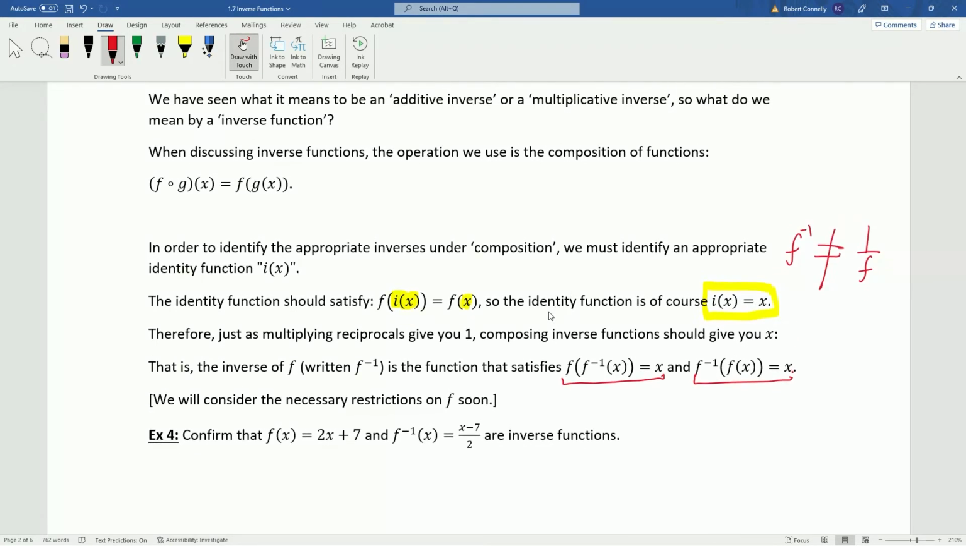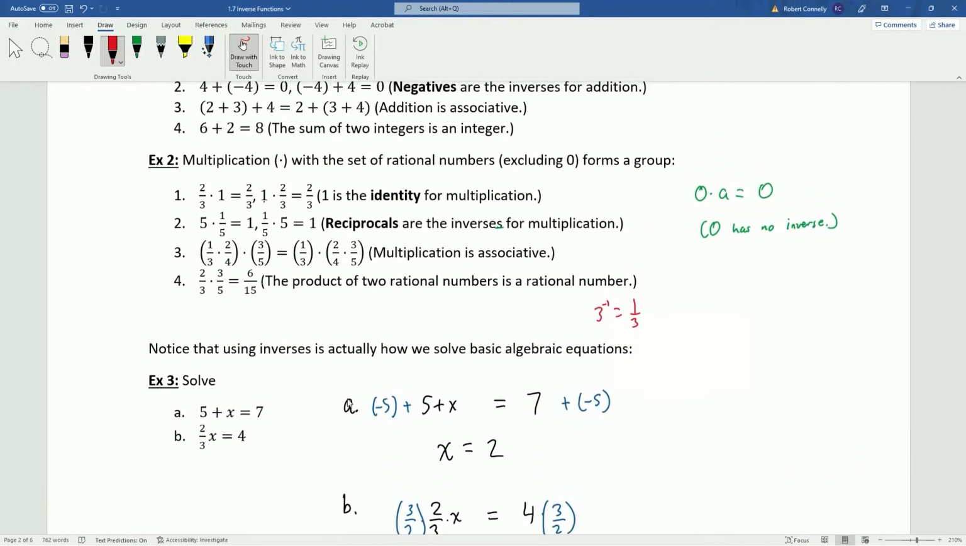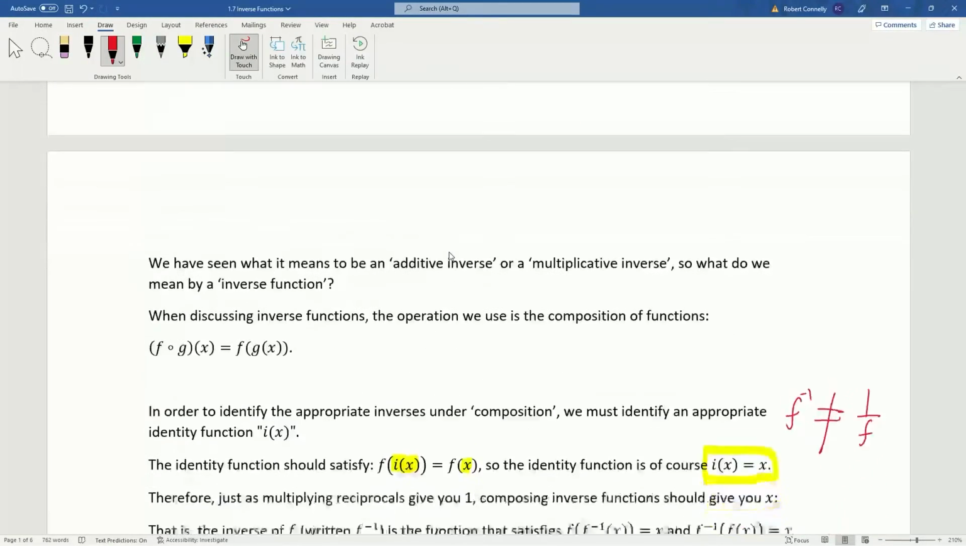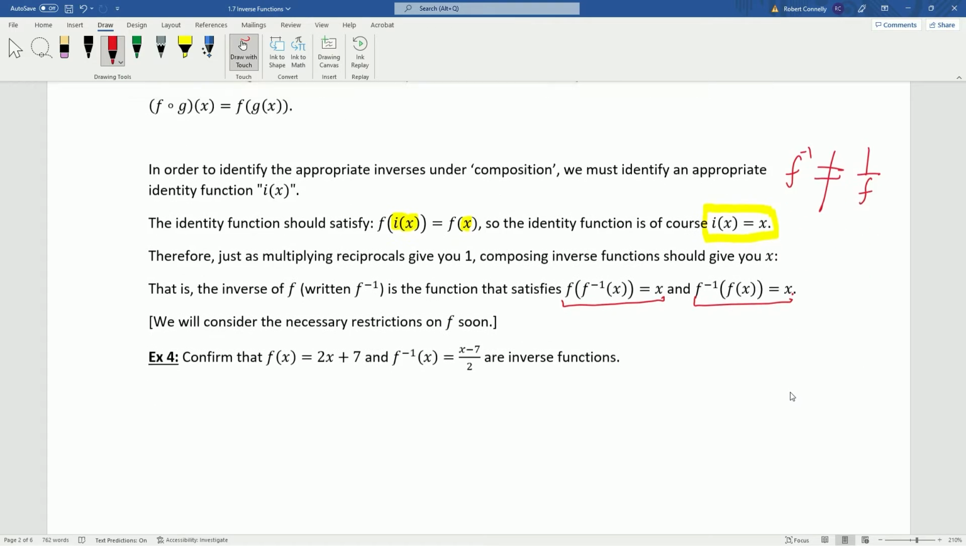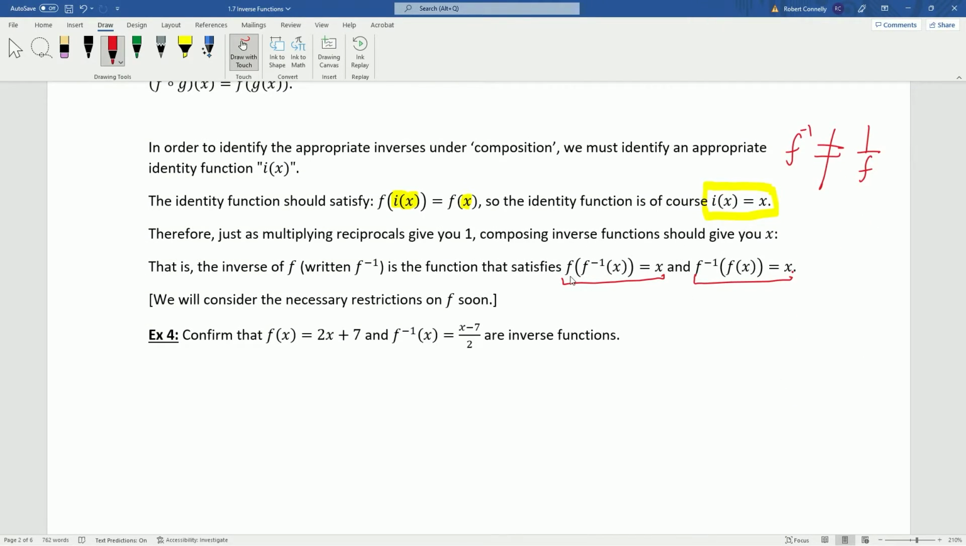And that's a big part of why I wanted to go into detail into this distinction, because this is one of the most common pieces of confusion that I see. And I don't want anybody to make that mistake. These two things aren't equal. F inverse is not 1 over f. Instead, f inverse means that when you compose them, you get your input back.